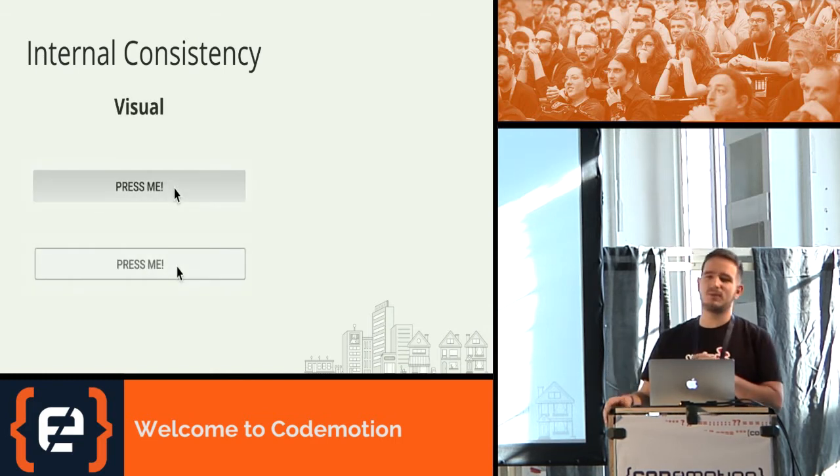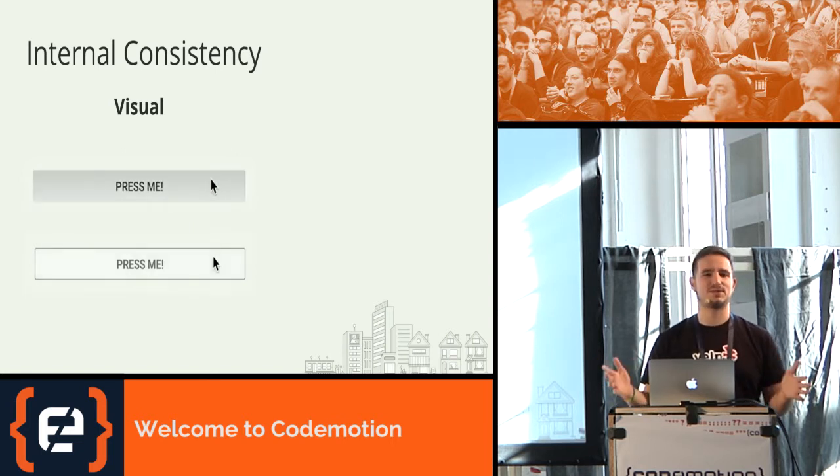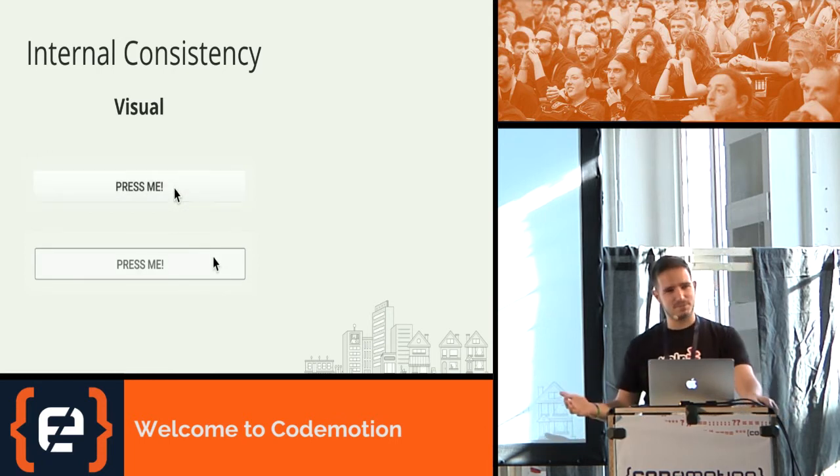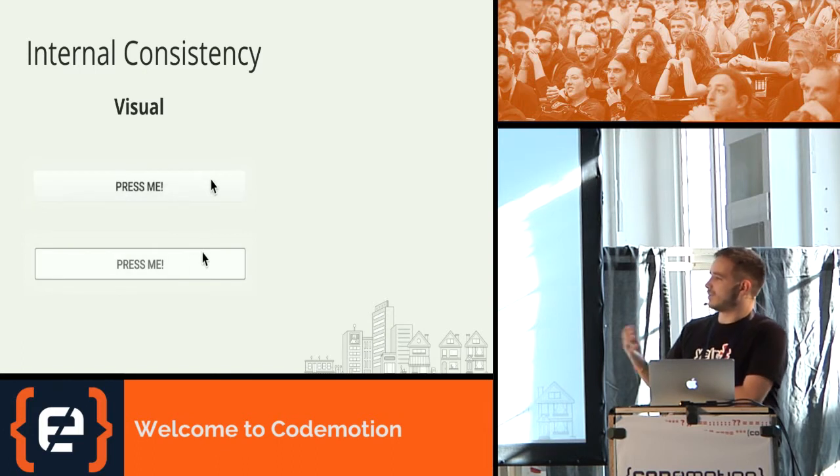So for example, here we have 2 buttons. They both express the same concept: we request the user to perform an action, to press. But the first one has a gradient background and no animation, while the second one has a ripple animation and a flat background. So they're not consistent with each other.